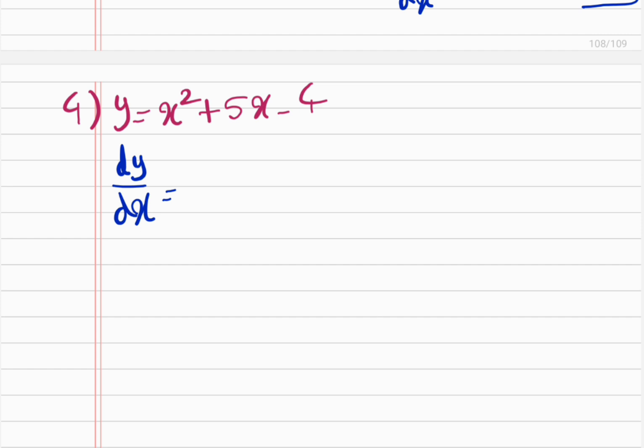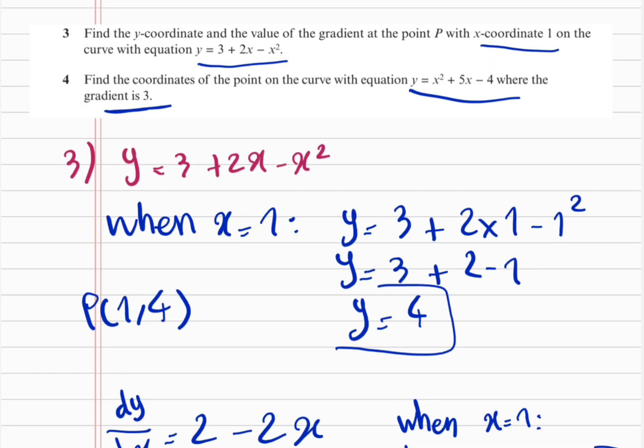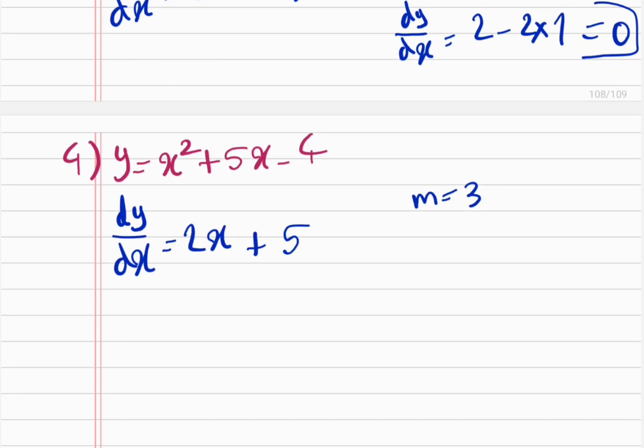So we differentiate the equation. x squared differentiates to 2x, 5x differentiates to 5. Okay, now that we have the derivative, remember that the question says the gradient is 3, and the task is finding the point that corresponds to this gradient.